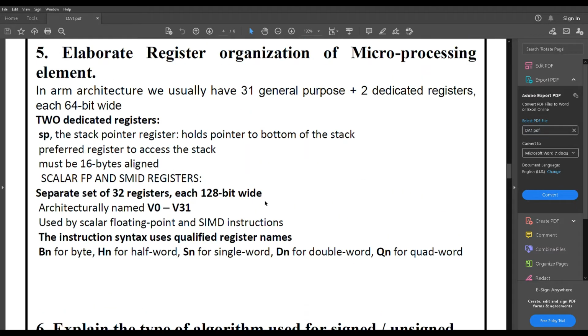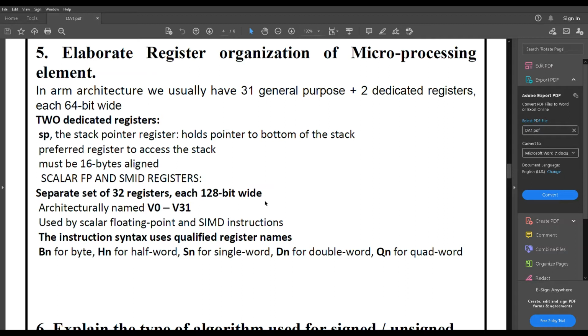The next question is to elaborate the register organization of the microprocessing element. In ARM architecture, we usually have 31 general purpose plus 2 dedicated registers, each 64-bit wide. One of the dedicated registers is the stack pointer SP register, which holds the pointer to the bottom of the stack. It is the preferred register while accessing the stack. This register is a 16-byte aligned register.